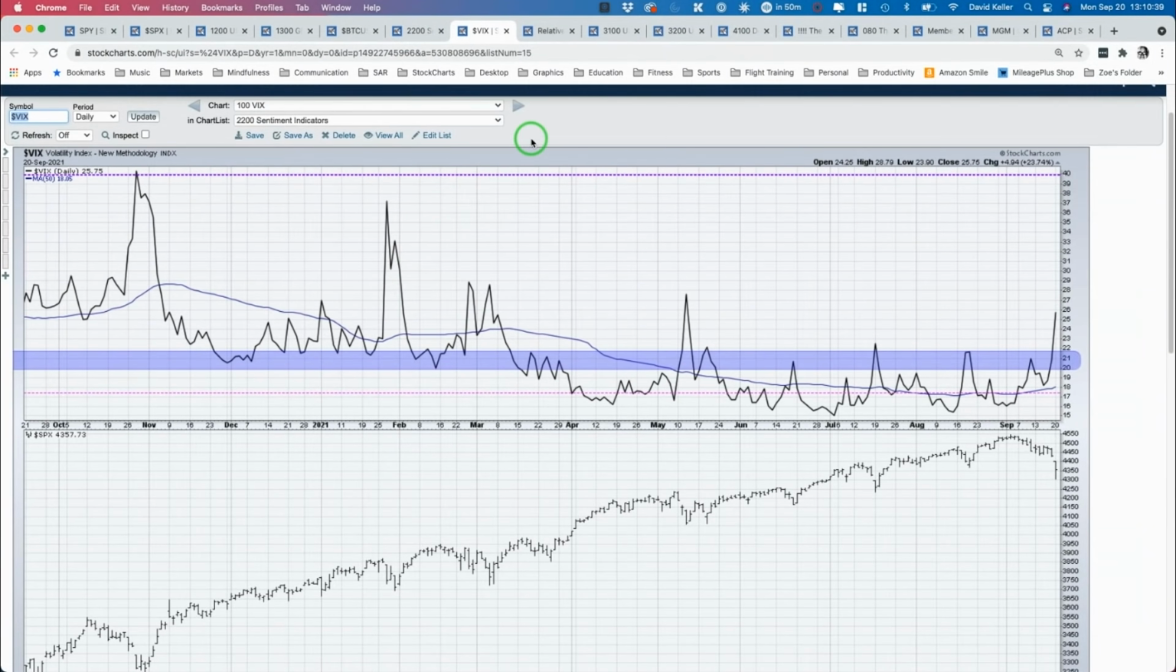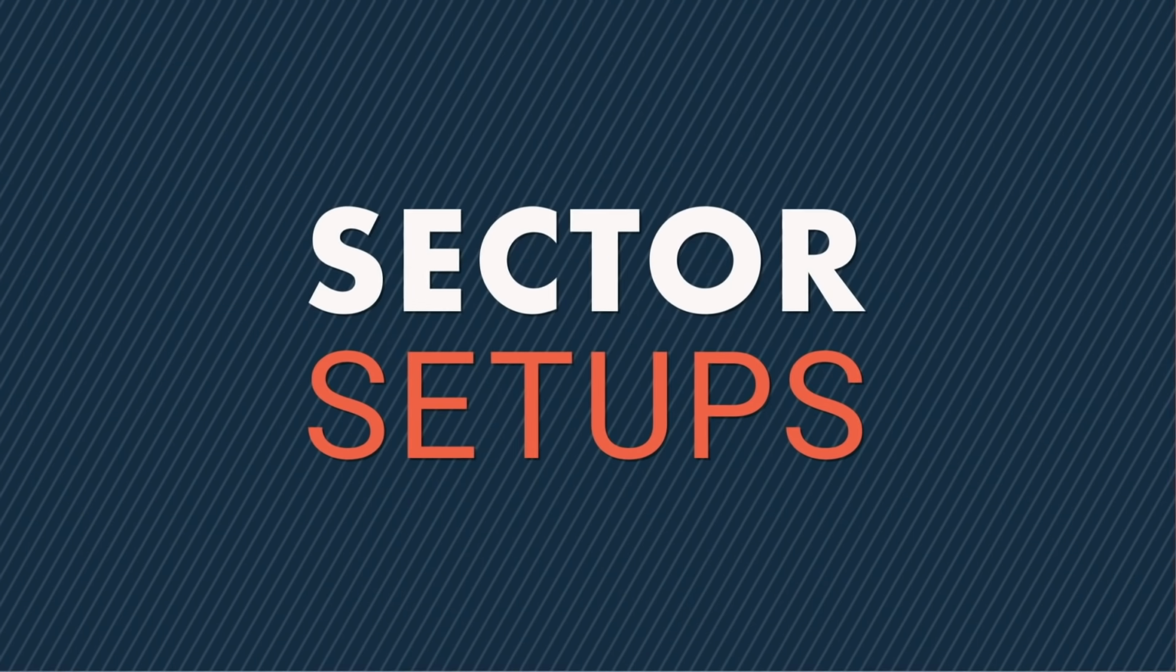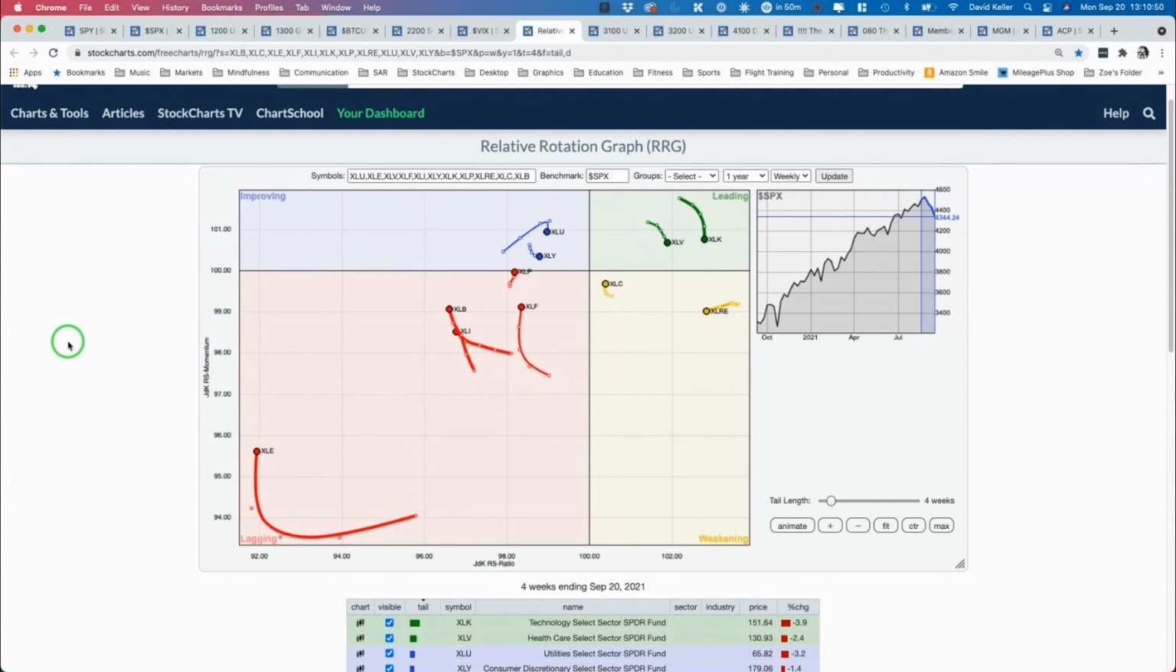Let's continue on with our second phase of the day, looking at sector setups. We've talked about the big picture. Let's look at the 11 S&P sectors, how they are all revolving around the benchmark. We'll start with the RRG. This is Julius de Kempener's design from many years ago. We're super fortunate to have on StockCharts a very elegant way of illustrating the 11 S&P sectors and how they rotate around the benchmark here in the middle.